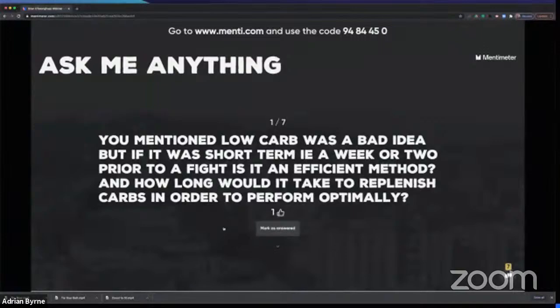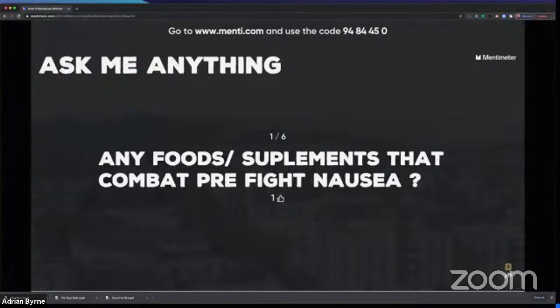Perfect. Let's have a look. And sorry, I'll just confirm on that one. You probably don't need to go low carb 2 weeks out from the fight. 1 week, as I described earlier, is enough. Perfect. So any foods or supplements that combat pre-fight nausea?